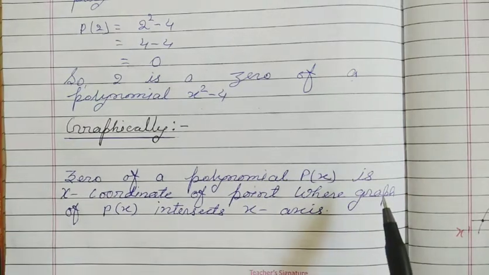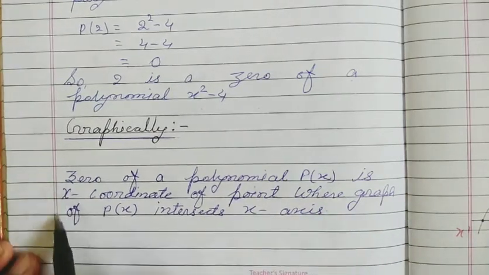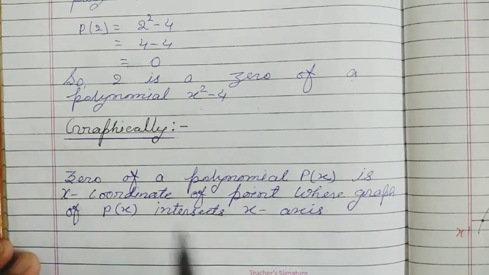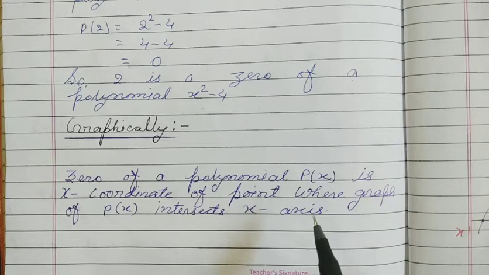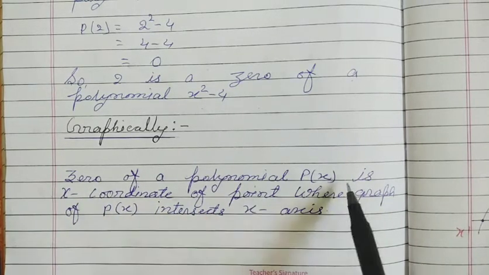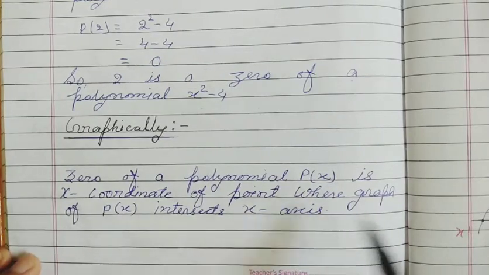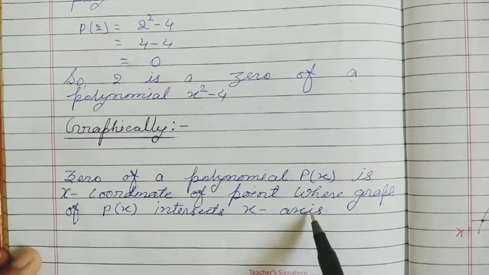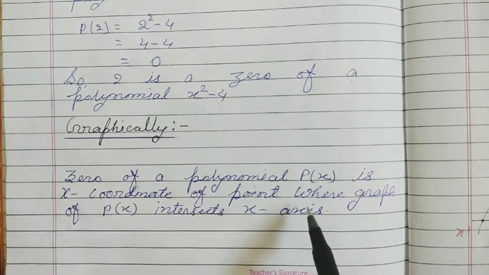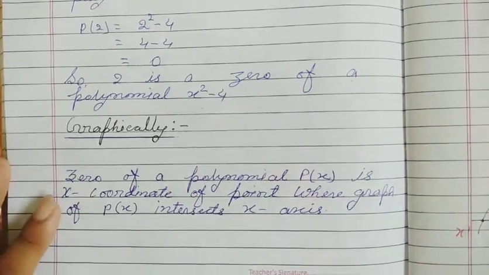So what is the zero of a polynomial? Try to understand these three lines. What is the zero of a polynomial? The zero of a polynomial is the x coordinate. If you draw a graph, you will get two coordinates, one is the x coordinate and another is the y coordinate. But here the zero of a polynomial is the x coordinate of a point where the graph of polynomial p(x) intersects the x-axis. It will be very clear when you understand it through an example.